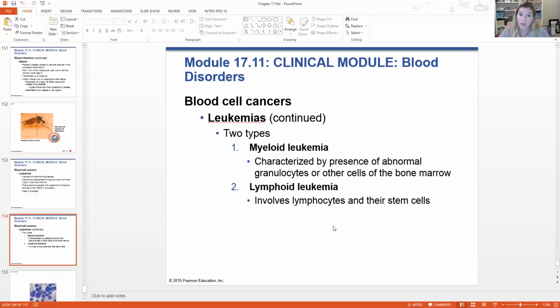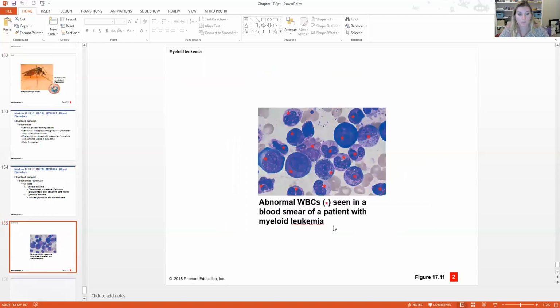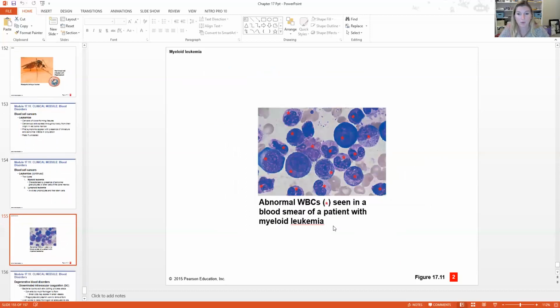There's two main types of leukemias. There's myeloid leukemia and lymphoid leukemia. Myeloid leukemia is characterized by abnormal granulocytes or other cells of our bone marrow, but the lymphoid leukemia is specifically involving the lymphocytes and their stem cells. And there are abnormal white blood cells. You can see this is myeloid leukemia. These cells are enlarged and irregular, and obviously very abundant, much more abundant than they should be.